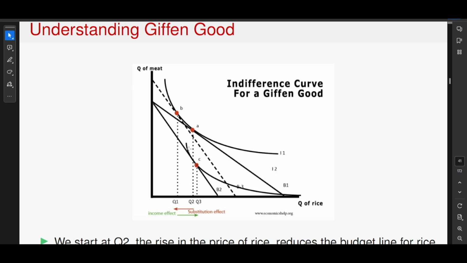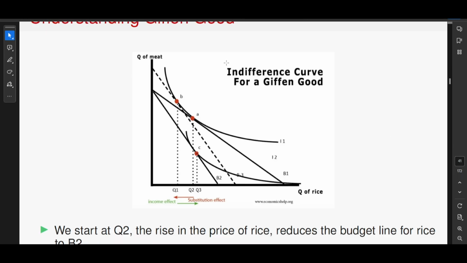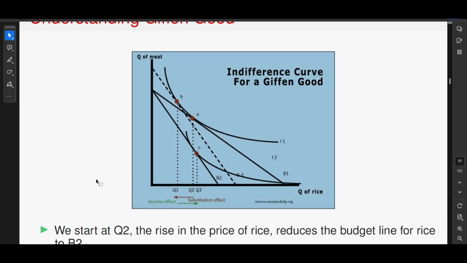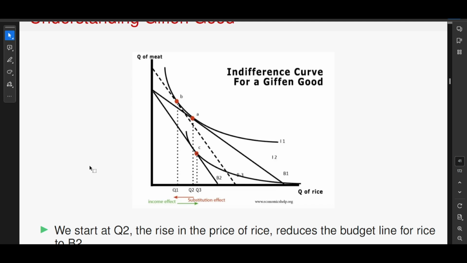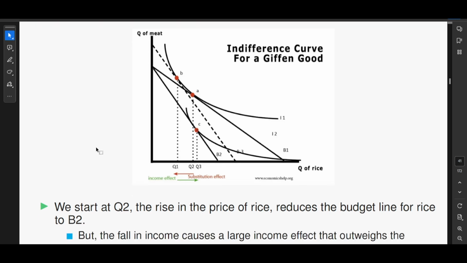So you would literally cut down on the amount of meat that you buy, and instead put that money towards buying more rice, as rice is more important than meat. So most necessity types of goods are Giffen goods. And this is the situation that happens. We see that even though the substitution and the income effect are still moving in opposite directions, the income effect is actually greater than the substitution effect.